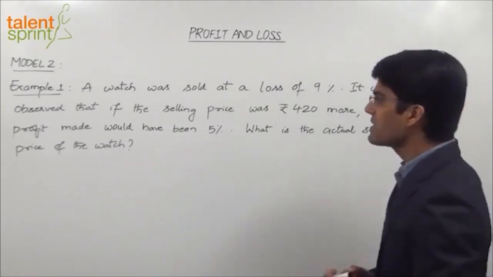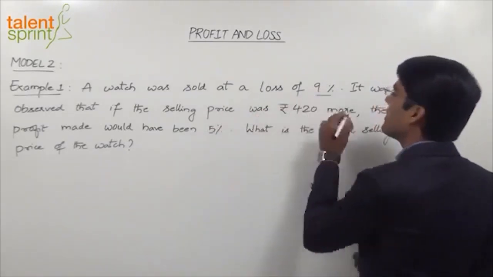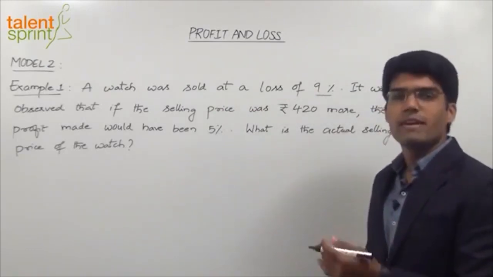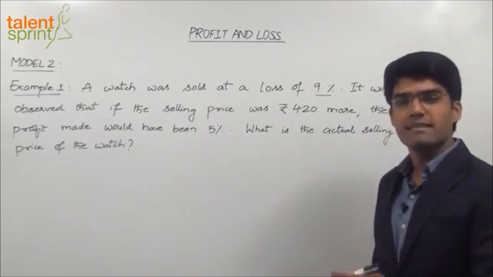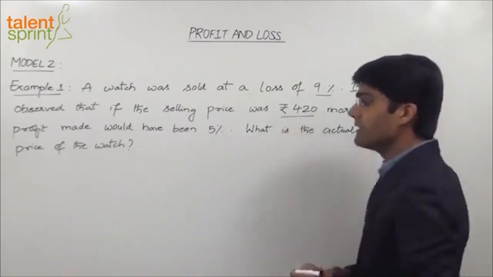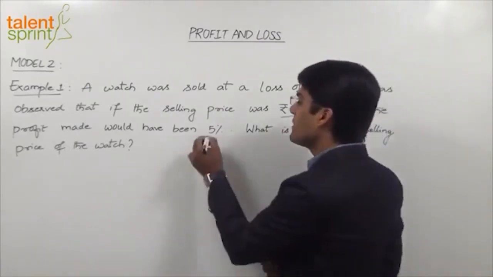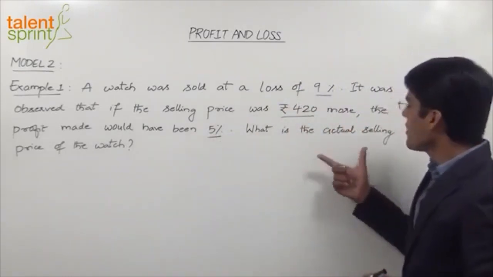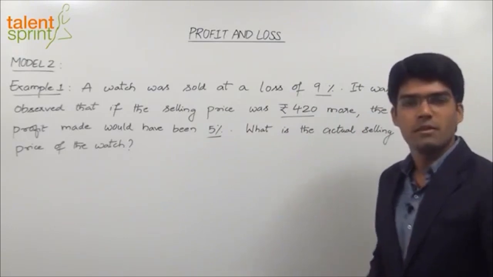So as you can see here, the question says a watch was sold at a loss of 9%. It was observed that if the selling price is 420 more, that means if the selling price is increased by rupees 420, then there will be a profit. And that profit would be equal to 5%. So from this data, we are supposed to find out what is the actual selling price of the watch.